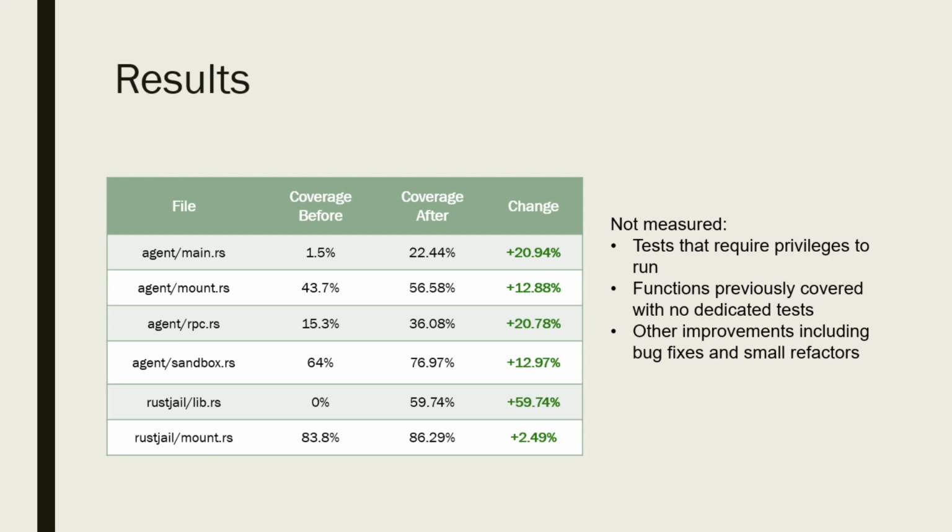So our results: our main goal was to increase the unit test coverage by around 20% on as many files as we could. And we achieved that, other than some files which obviously could not be increased by 20%. They're already above 80. And it's important to note that these numbers here do not include tests that require privileges to run. Some of the functions also were previously covered without their own dedicated tests, and those are also not included. And the other improvements that we made are not in these numbers either.